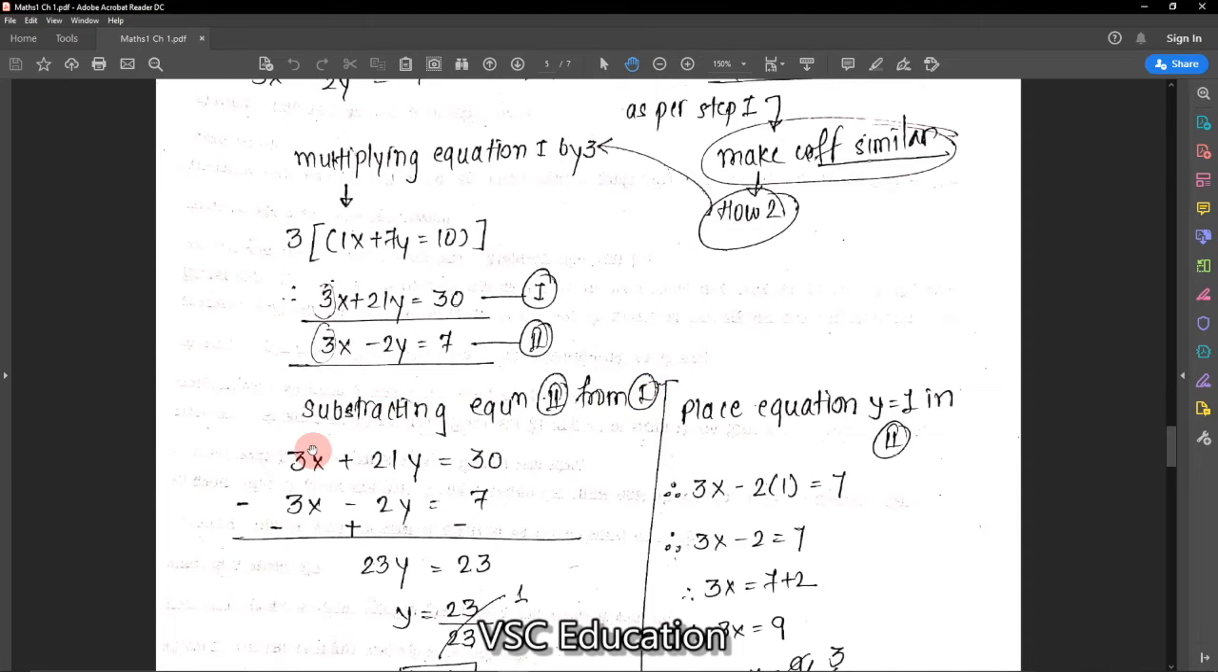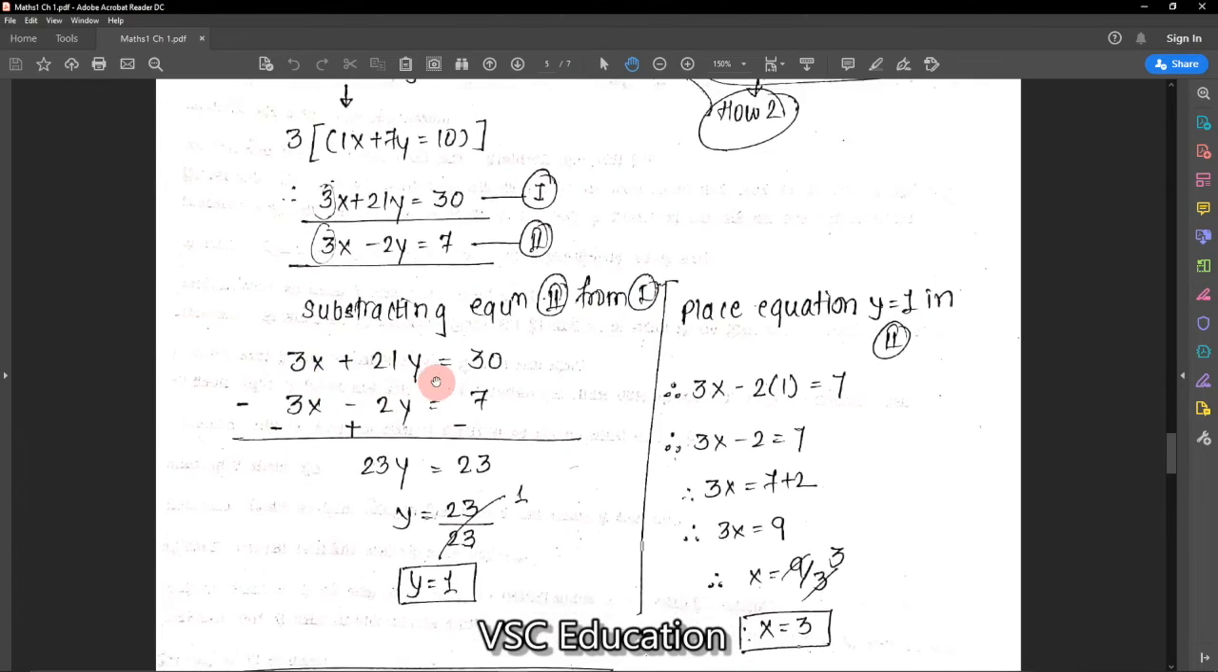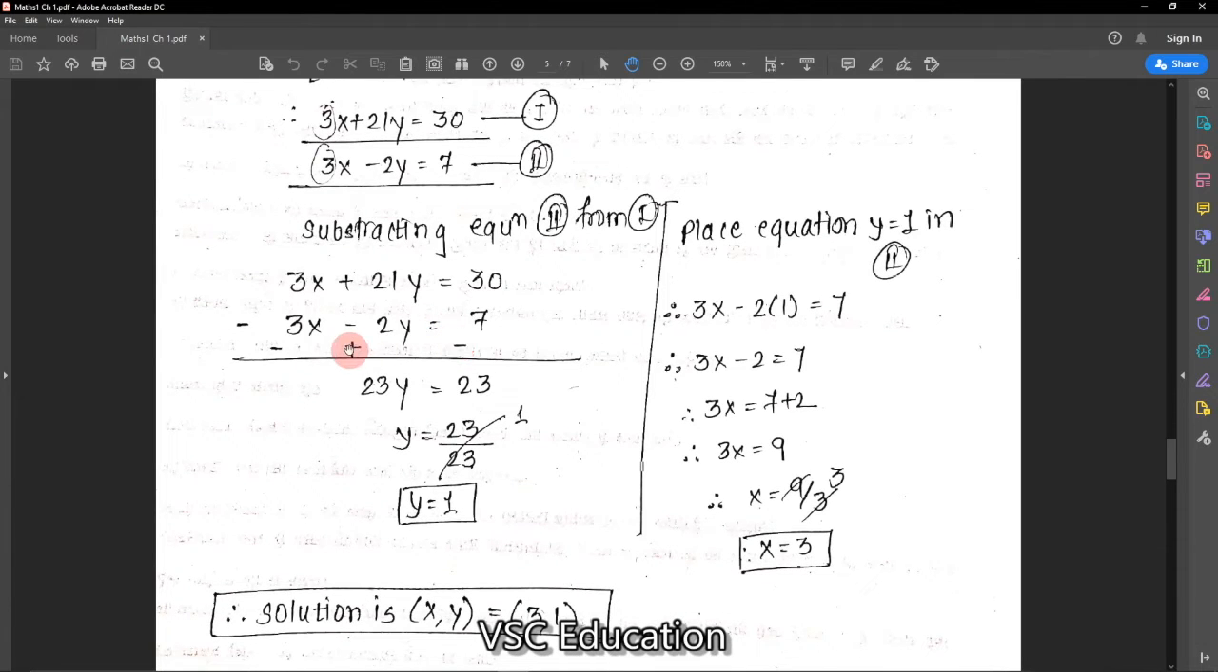So again you write 3x plus 21y is equal to 30, and 3x minus 2y is equal to 7. What do we do? Write the two equations one below the other, and put a minus sign in between. Now when we subtract both the equations, we must change the signs. So 3x has plus, it becomes minus. Here minus plus and plus becomes minus.